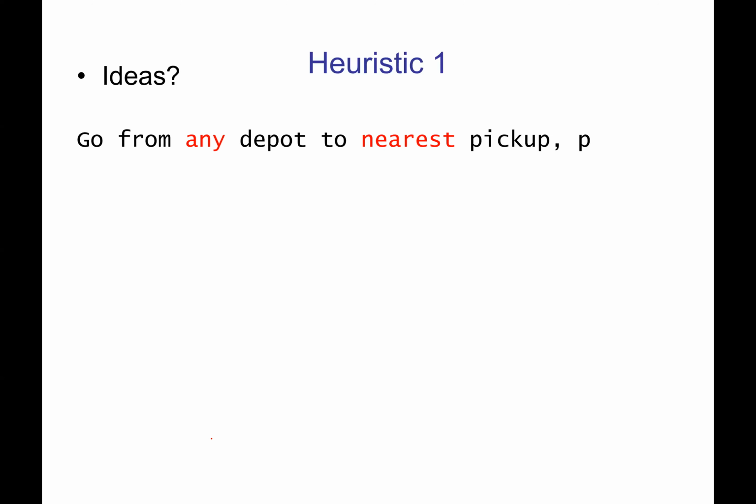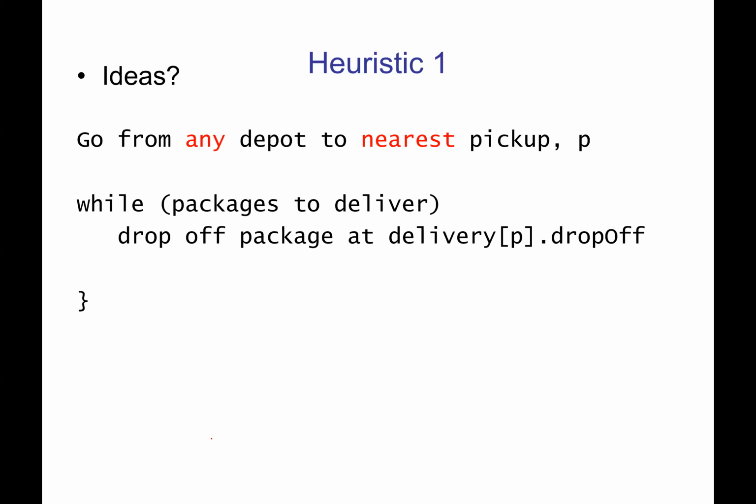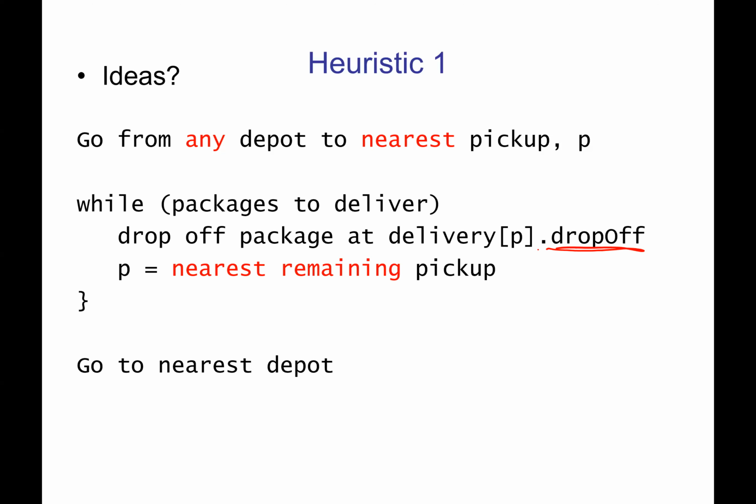So I could go from any depot to the nearest pickup. Okay, so I'm going to check all the depots, and then I'm going to go to whatever pickup's closest to them. And while I still have packages to deliver, I'm going to drop off the package that I just picked up, and then I'm going to go to the closest pickup. Okay? And then at the end, I'm going to go to the nearest depot. So let's see if this is fast enough.